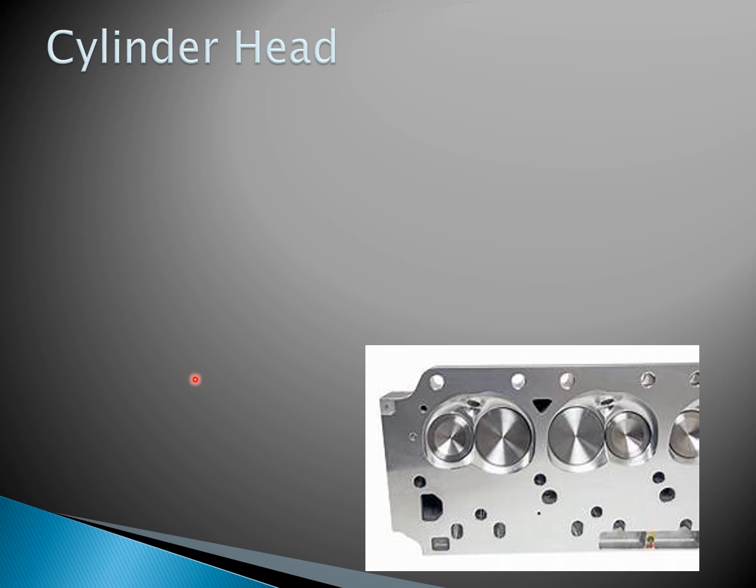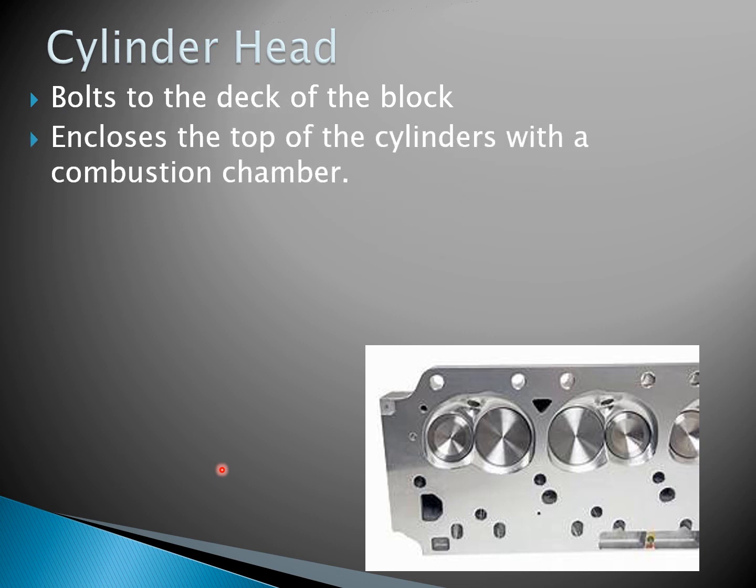Now this is underneath. This is the portion that bolts to the deck of the block. So you can see these would be bolt holes here. These other little passages, and we'll talk about that some more, are water jackets and oil passages for oil and water or coolant to flow through the engine to help cool it. So this encloses the top of the cylinders with the combustion chamber.